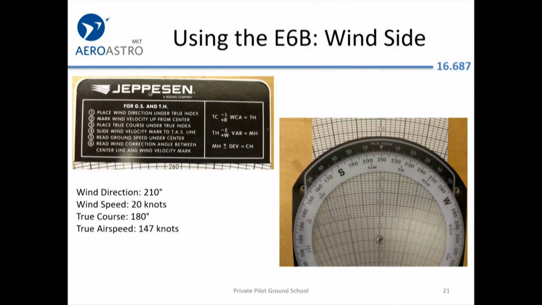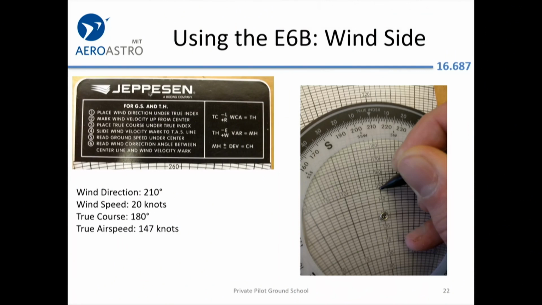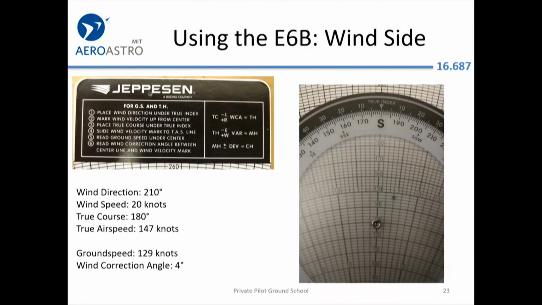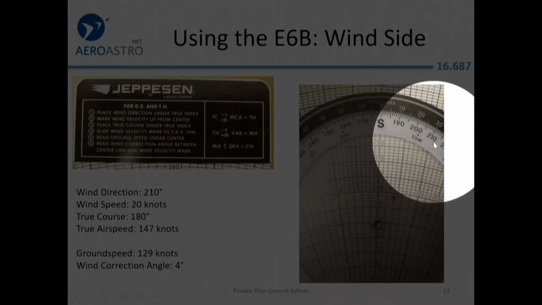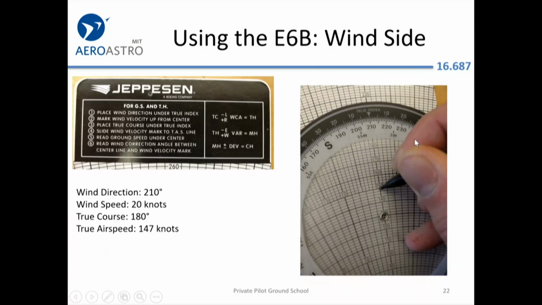So here we are on the wind side. We start by marking 147 knots, it looks like. And then we rotate it. You can see that pencil mark has been rotated off. It started at 210. Let's go back.